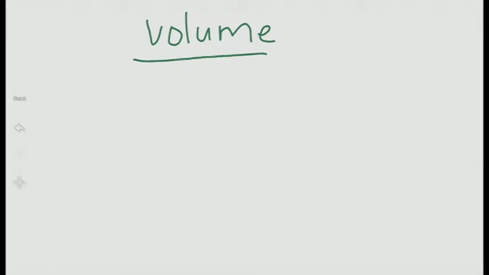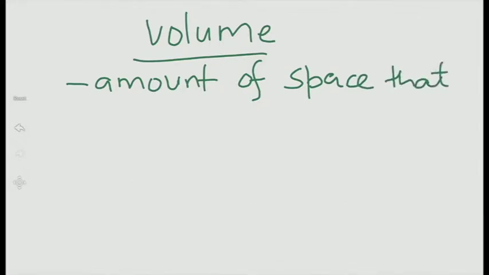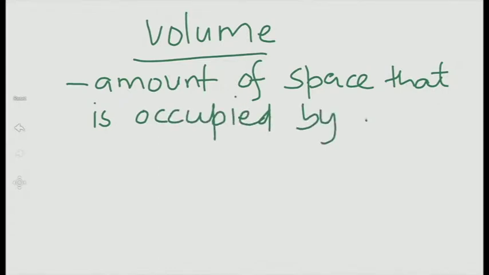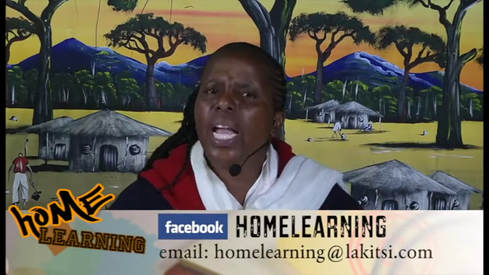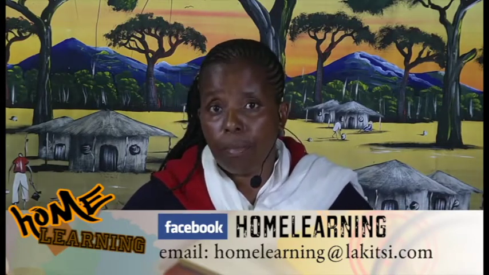We also mentioned something about volume. What then is volume? Volume is the amount of space that is occupied by an object. Again, matter can be measured in volume.